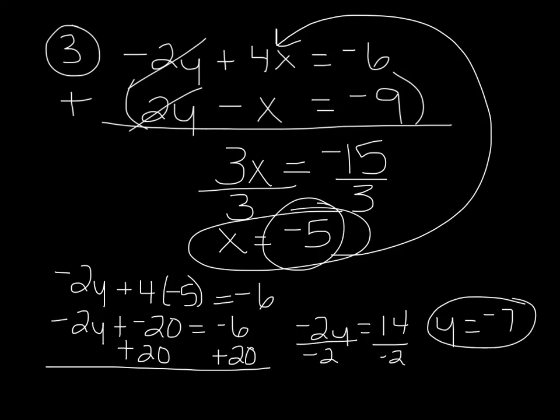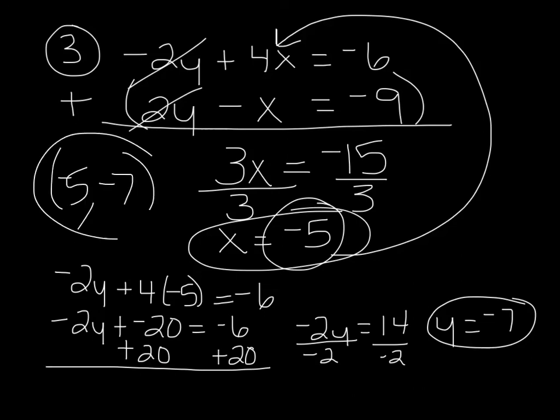Once again, this part right here was all what you did with substitution. We just substituted the negative 5 in for x, and then we solved it from there by multiplying, adding the 20, and then dividing by negative 2. So then your final answer would be negative 5, comma, negative 7. And there's your ordered pair.